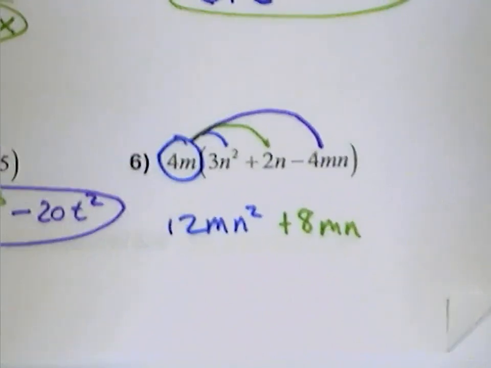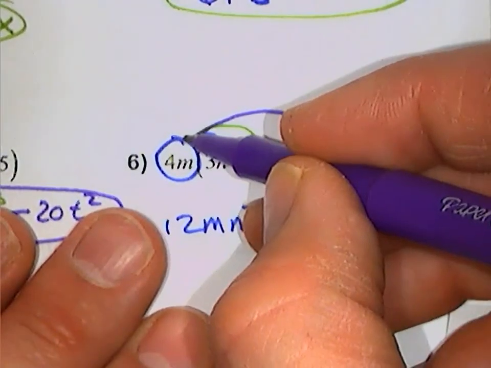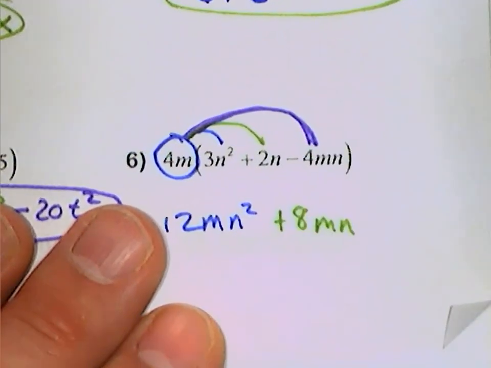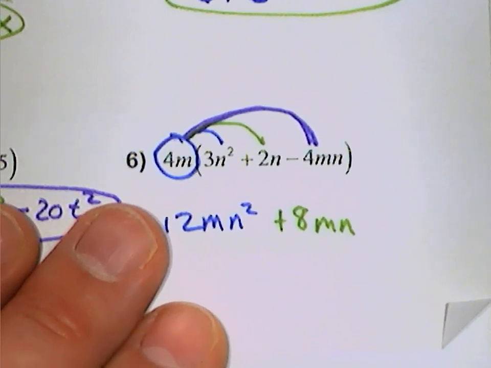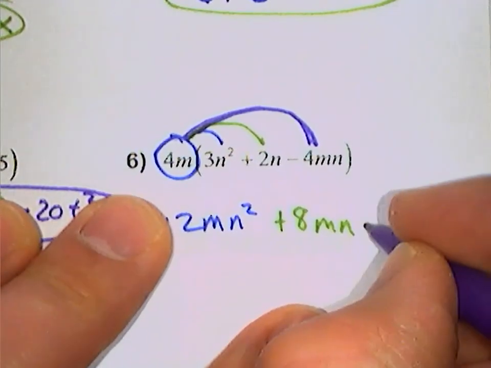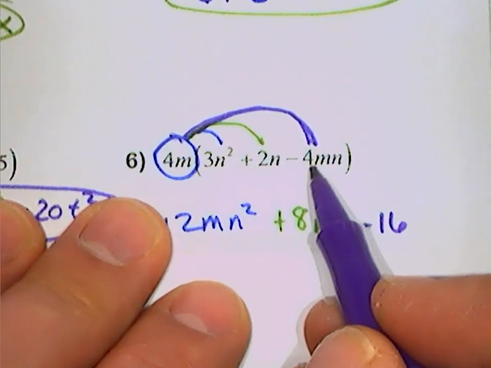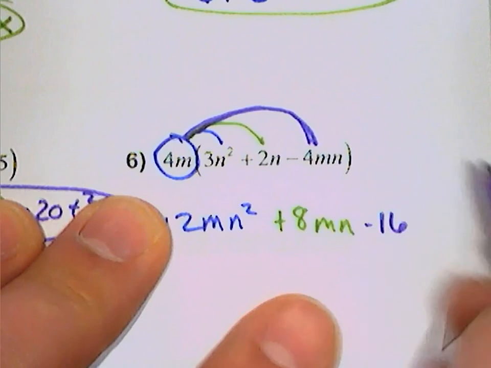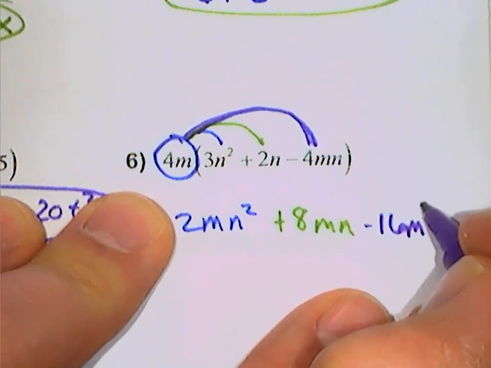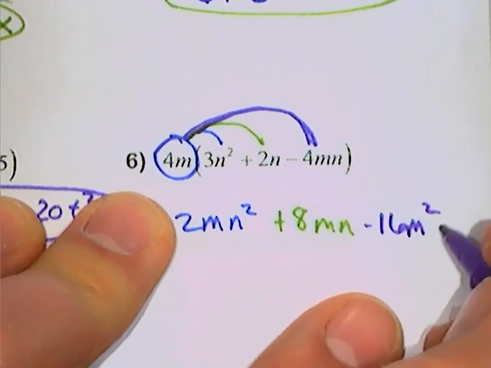Okay. Last but not least, I'm going to take 4m times negative 4mn. What's 4 times negative 4, Dan? 4 times negative 4. Negative 16. What's m times m? M squared. And then it's just a little n at the end.